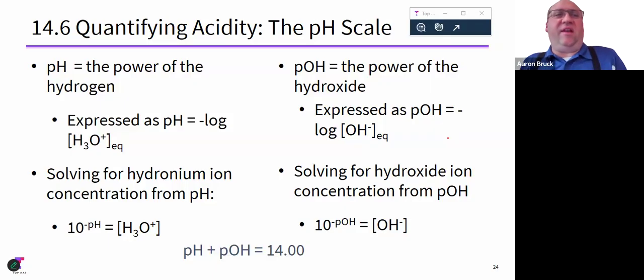But the last thing that we want to get into is quantifying how acidic or basic a solution is. And for that, we need the pH scale.